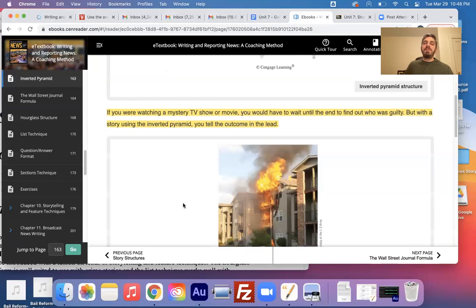If you were watching a mystery TV show or movie, you would have to wait until the end to find out who was guilty. But with a story using the inverted pyramid, you tell the outcome in the lead. Most important stuff right at the beginning.